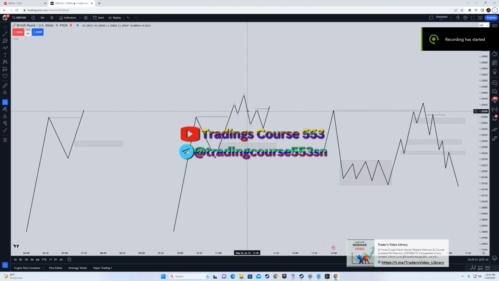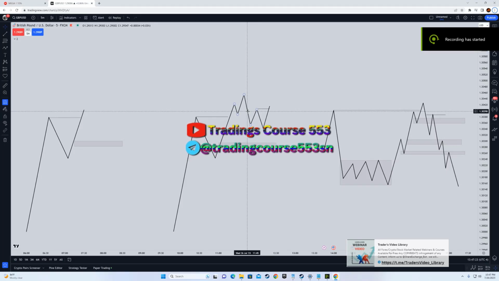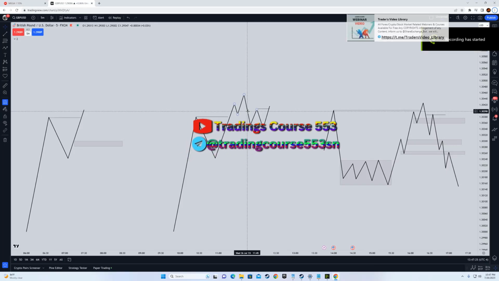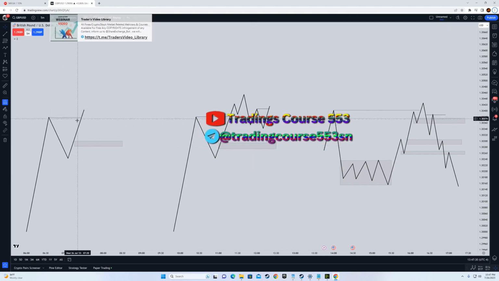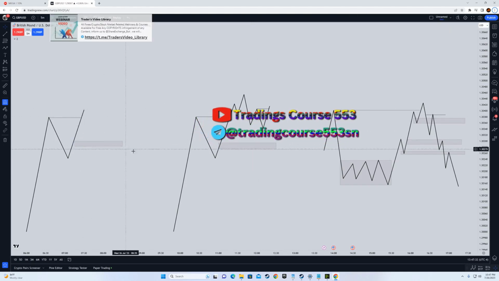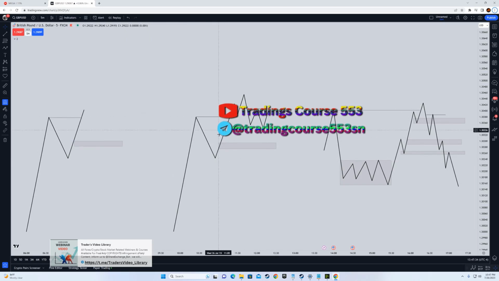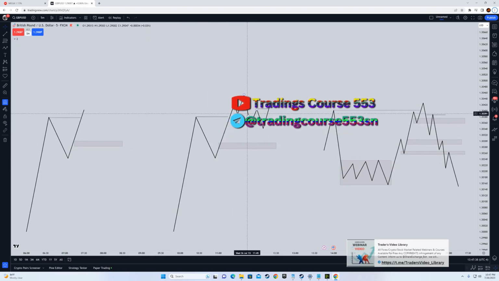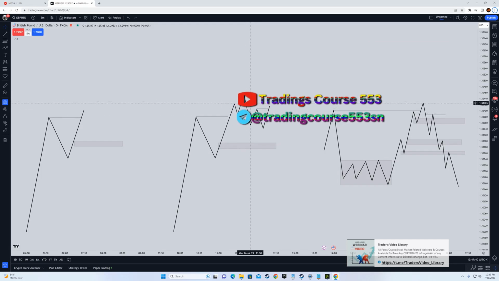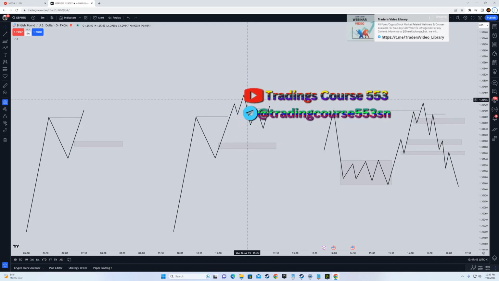Alright guys, so here's another variation to this model that you can use. Everything is the same, right? You have your external taken out, your drawn liquidity is this fair value gap. Now on the 1 hour time frame, let's say you get a market structure shift, but you don't have a clean PD array, you don't have a fair value gap here, you don't have a clean order block here, right?